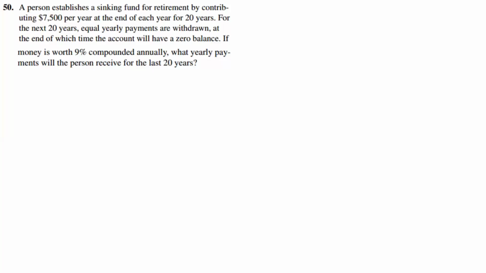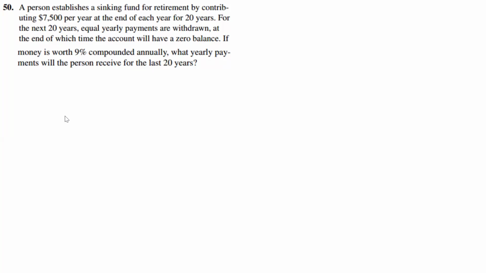All right, so here a person establishes a sinking fund for retirement with $7,500 per year at the end of each year for 20 years. For the next 20 years, equal yearly payments are withdrawn, at the end of which time the account will have a zero balance. If the money is worth 9% compounded annually, what yearly payments will the person receive for the last 20 years? All right, so what do we have to do here?